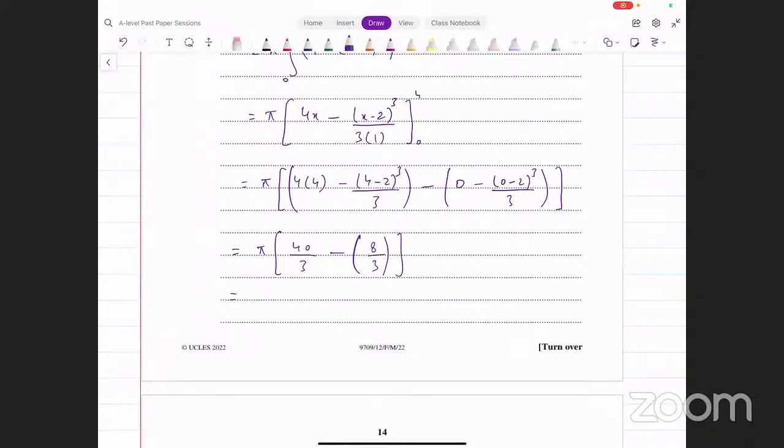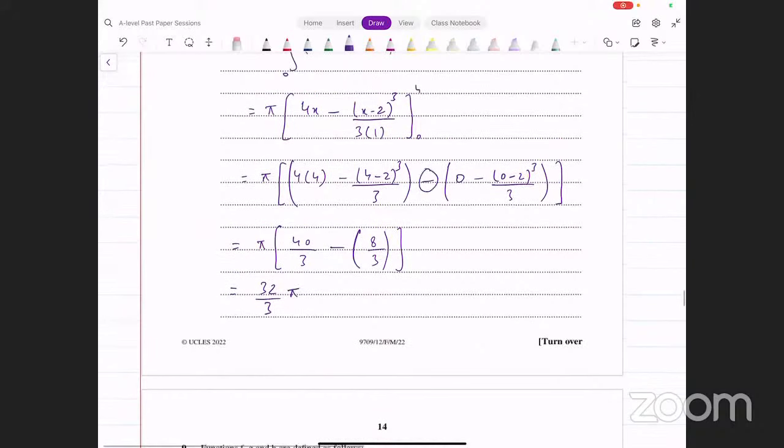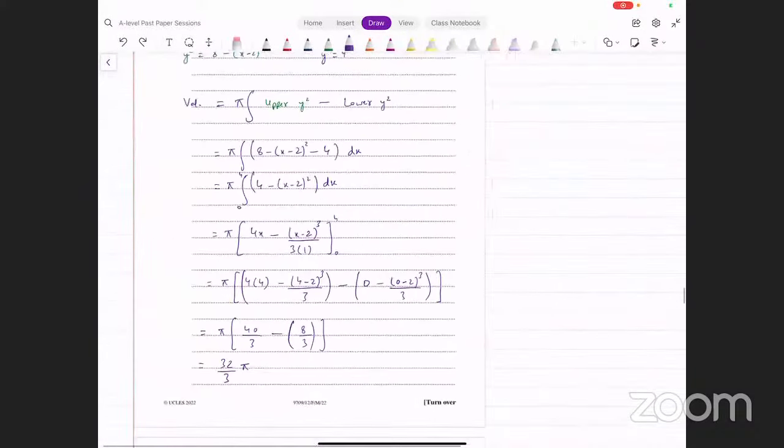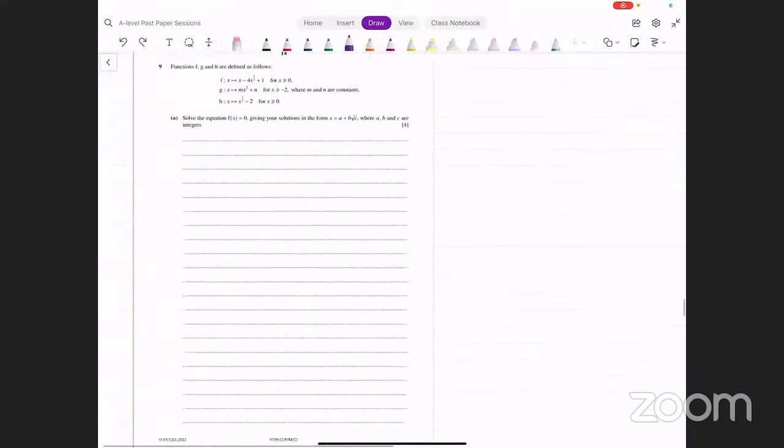So what does this give me? So basically 3 negative signs are this negative, this negative, this negative. Overall, it should have been negative. 40 minus 8, that should be 32/3. 32/3 pi. That's what your volume of revolution should be. Okay, so there was an error here. यहाँ पे negative sign होना चाहिए था, not positive sign. So that's your volume of revolution. This is what we get. Okay, let's move on to the next question. This is our volume of revolution question. Okay, let's move on to the next one.